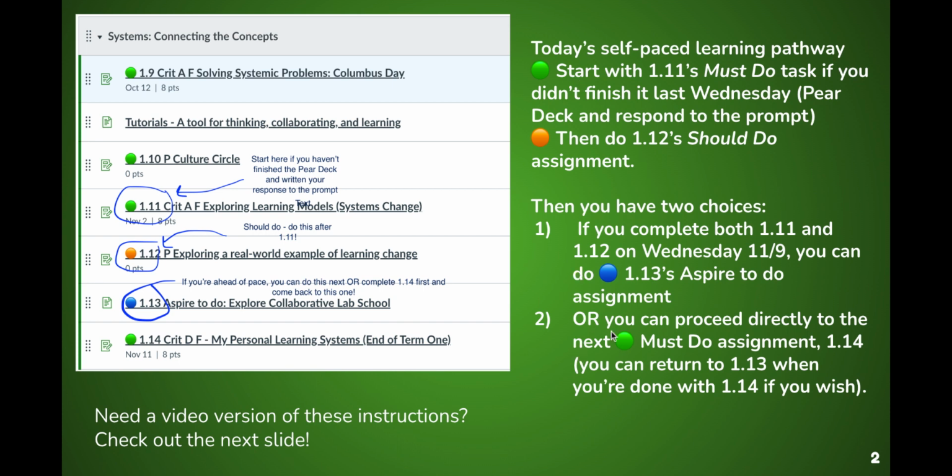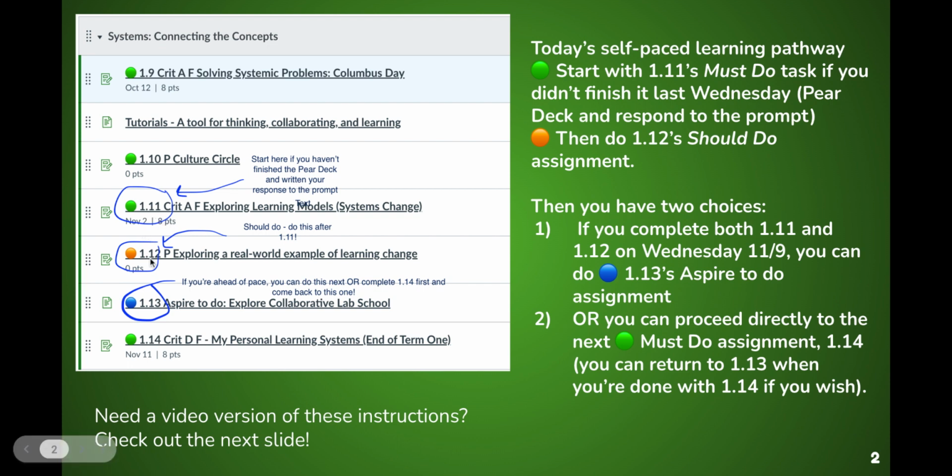It's all here in writing, but you're going to start with, if you did not complete 1.11, which is that pair deck and the response to the prompt. If you are partway done with that, go in and finish that and then respond to the prompt. If you've completed that and you're happy with your score, you can move on to 1.12. You can see your score from 1.11 in Canvas.